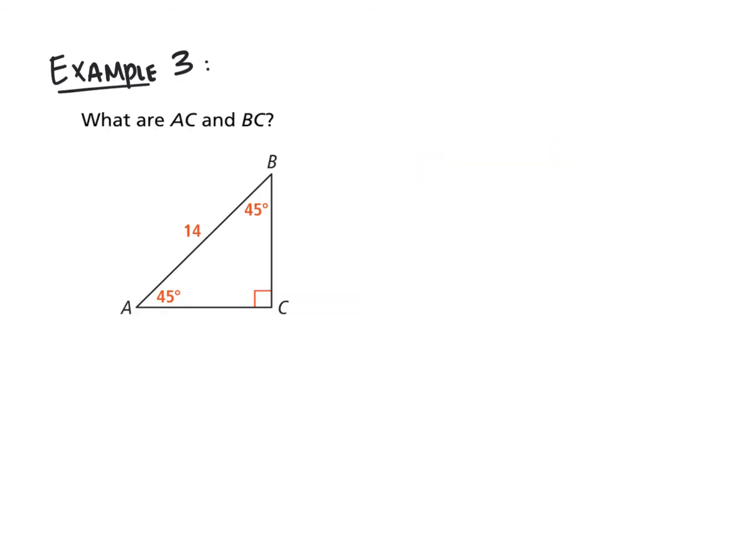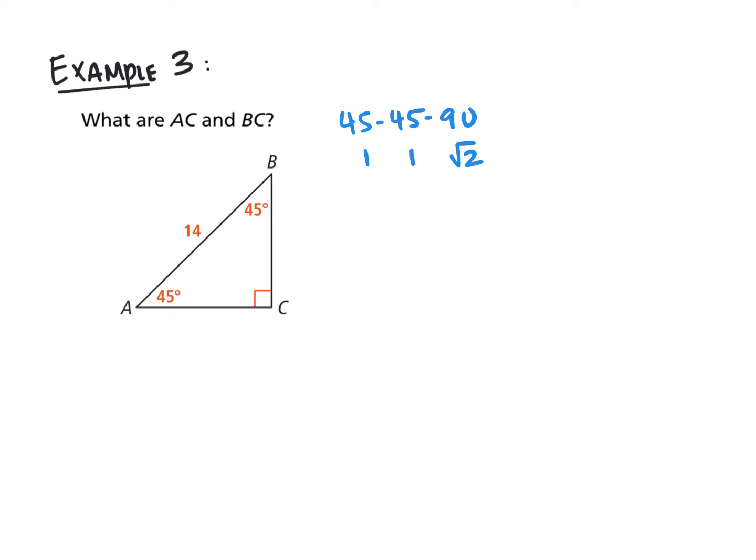Now my third example shows me this picture and wants to know how long these two sides are. Now what I'm going to notice is that this is one of the special right triangles we talked about. It's a 45, 45, 90 right triangle. So I know that in a 45, 45, 90 right triangle, all the side lengths have this special connection to each other. If the sides across from the 45-degree angles are both 1s, then the side across from the 90-degree angle is square root 2.